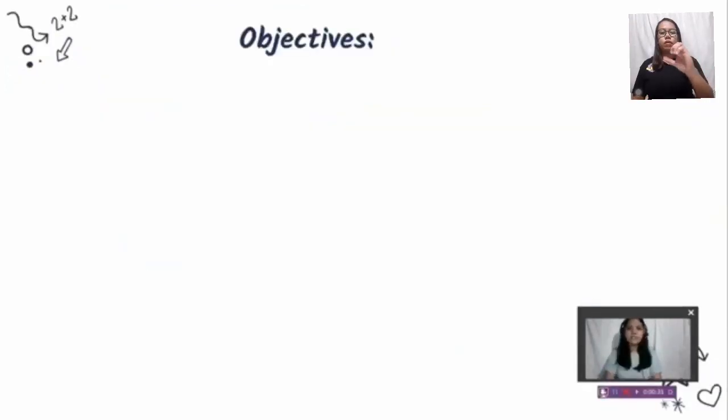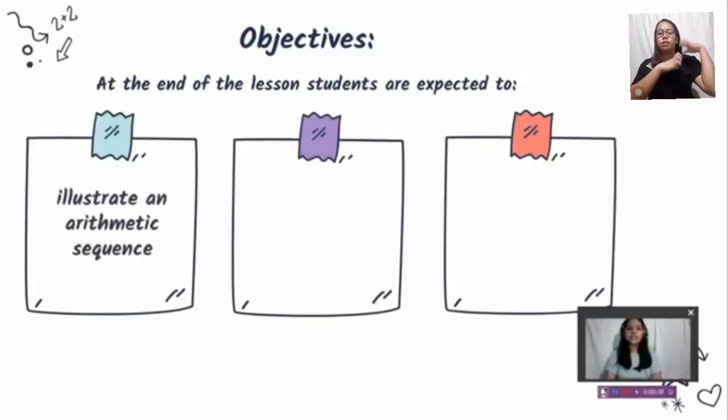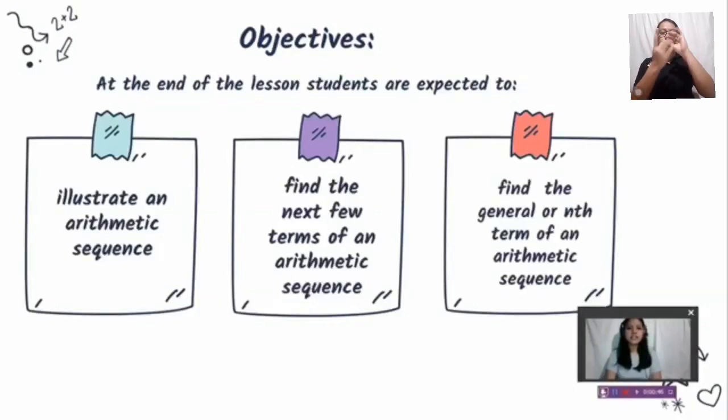So our objectives for today: at the end of the lesson, the students are expected to, first, illustrate an arithmetic sequence. Second, find the next few terms of an arithmetic sequence. And lastly, find the general or the nth term of an arithmetic sequence.